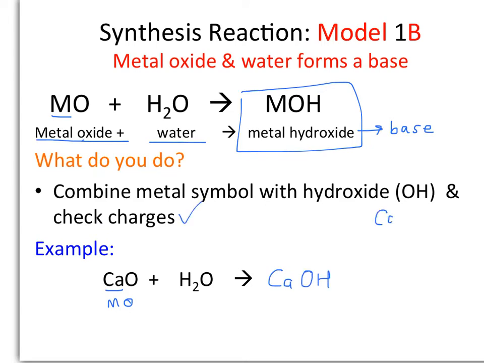So off to the side, I'm going to go ahead and do that. You should be really good at this step by now. We're going to crisscross those numbers down, and that's going to give me Ca(OH)2. Upon closer inspection, I will notice that this is already balanced, and so I don't have to do anything else to this. We are finished with this one.